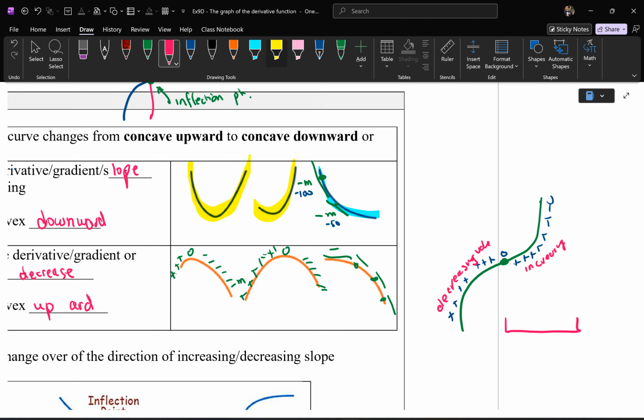So we call this section concave upwards. This section is concave downwards. The moment it changes from concave downwards to concave upwards, that's where your inflection point is. Okay, so that's the definition.